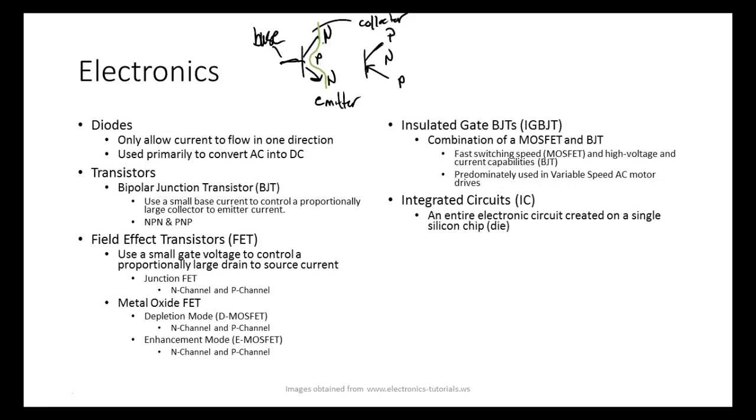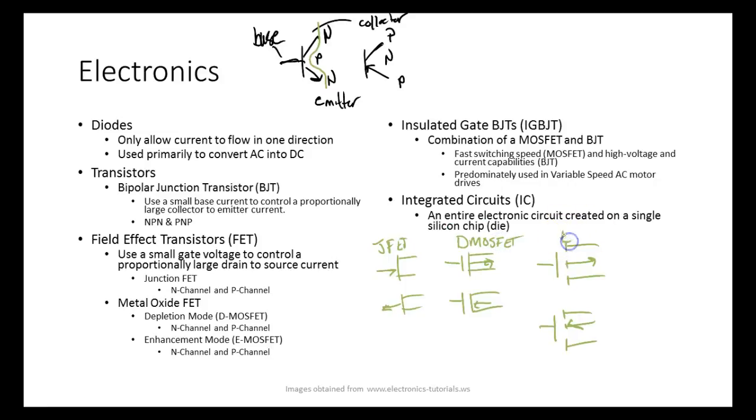And guys, we got all types of symbols for this thing. So we got this guy and this guy, and then we got this guy. And we got this guy. It's supposed to be an arrowhead right there. Then we got this guy. So these are called JFETs. These are called DMOSFETs. And these are called EMOSFETs.